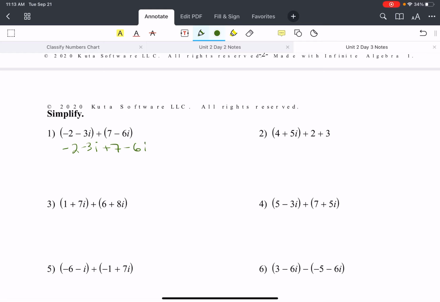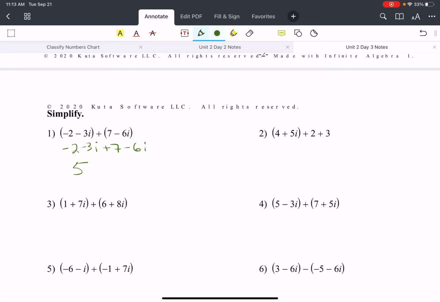So then, does the -2 have a like term? Does the -2 have a like term? Yes, the 7. Good. Because my real numbers are like terms and my imaginary numbers are like terms. So then -2 plus 7 is 5. Again, use your calculators to help you.